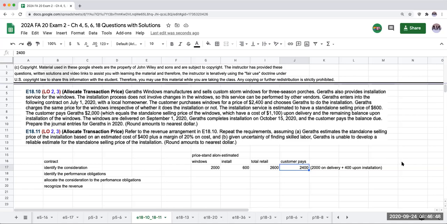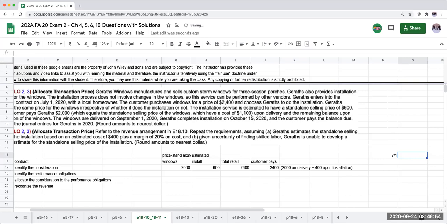But we really have three different dates. We have July 1st, 2020, which is the contract signed. On 9/1, the windows are delivered and the customer pays $2,000. Then on 10/15, the windows are installed and the customer pays $400. Okay, so that's really kind of what's going on.